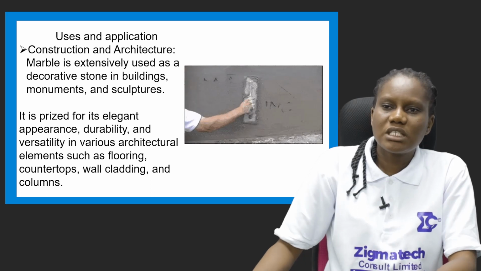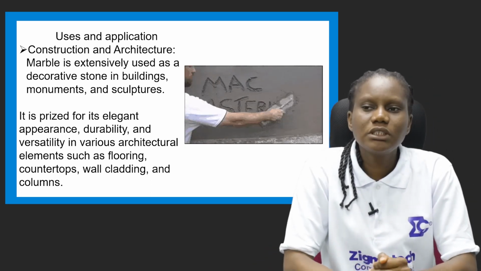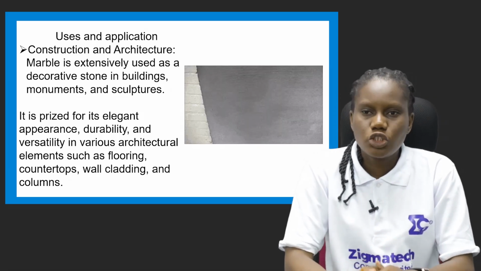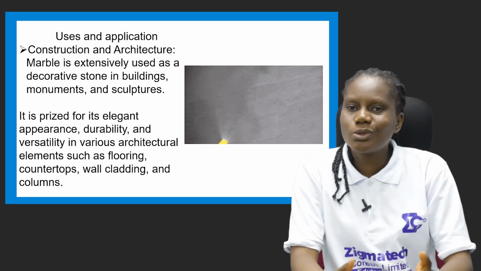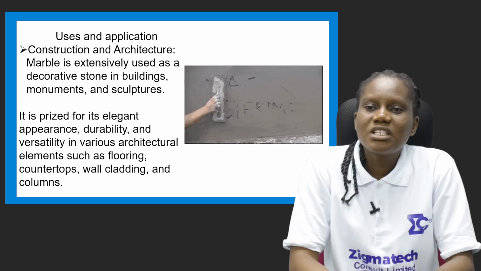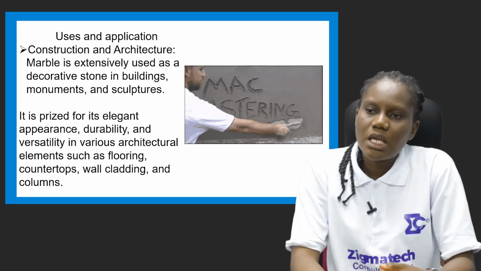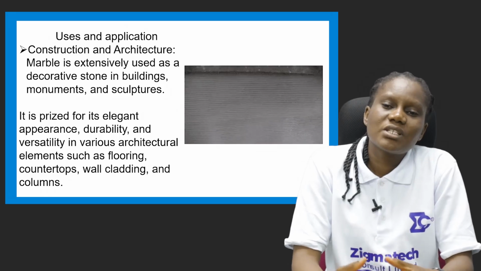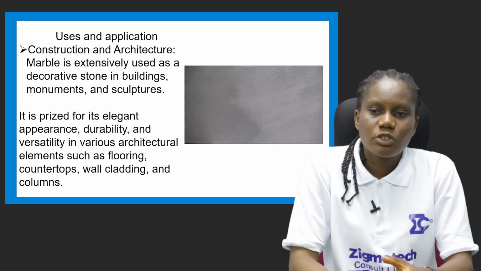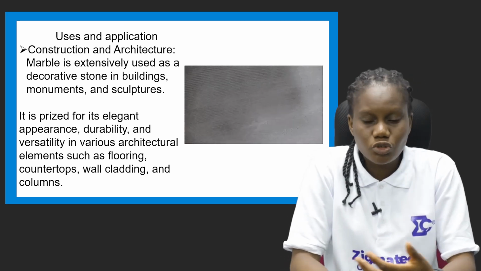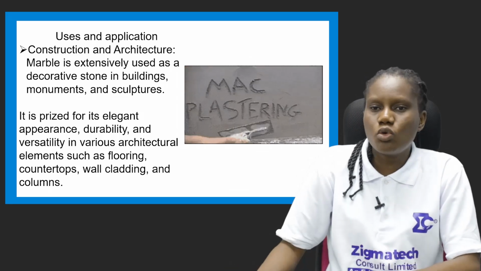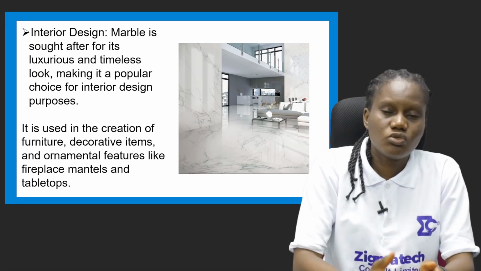So what are the uses and application of marble? Number one is in construction and architecture. So our marble has its usage in construction and architecture. Marble is extensively used as a decorative stone in building, monuments, and sculptures. It is prized for its elegant appearance, durability, and versatility in various architectural elements such as flooring. Means when you're doing your floor, marble can be used. Countertops, wall cladding, and columns. So our marble finds its usage there.